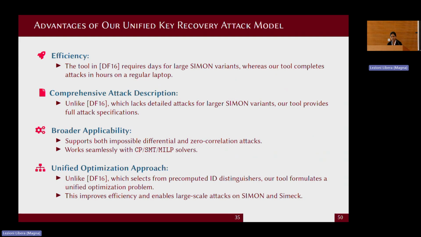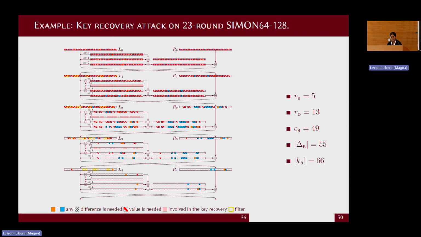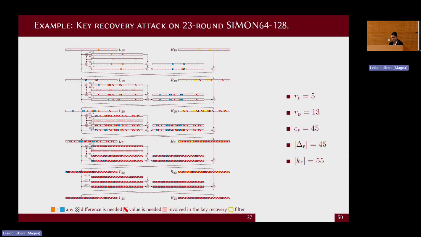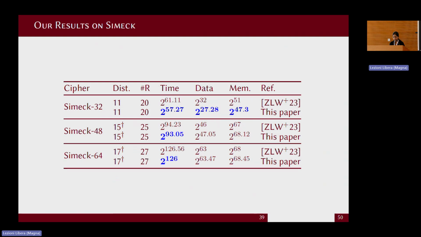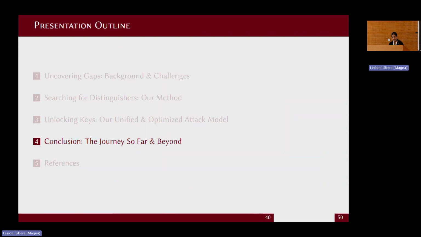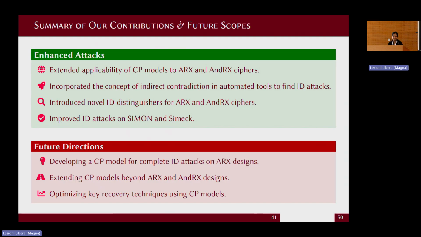So the efficiency of our unified key recovery model is clear: it covers all the large versions of Simon, and we have these results within a few hours on a regular laptop. That depicts the efficiency of our tool. And this is a simple example where for Simon 64/128 we have one round of improvement over the previous works. This is the figure, and this is the result. Yeah, so for Simeck, yeah, the conclusion, I'm really sorry.